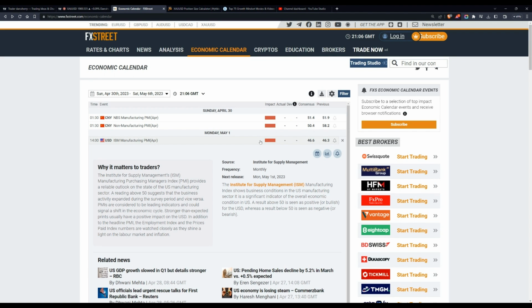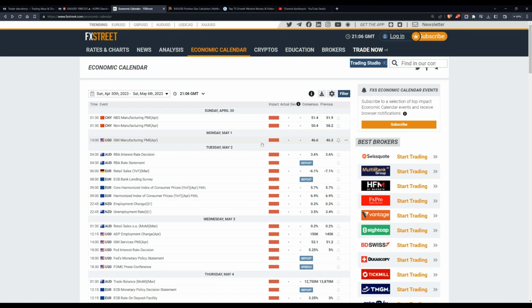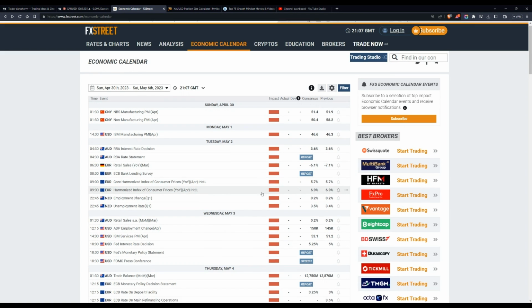A result above 50 is always seen as positive, but anything below 50 is seen as negative for the US dollar. Now we have a previous data here at 46.3, as you can see, and there is a consensus of 46.6. So we are going to be looking forward to the actual data on that one.